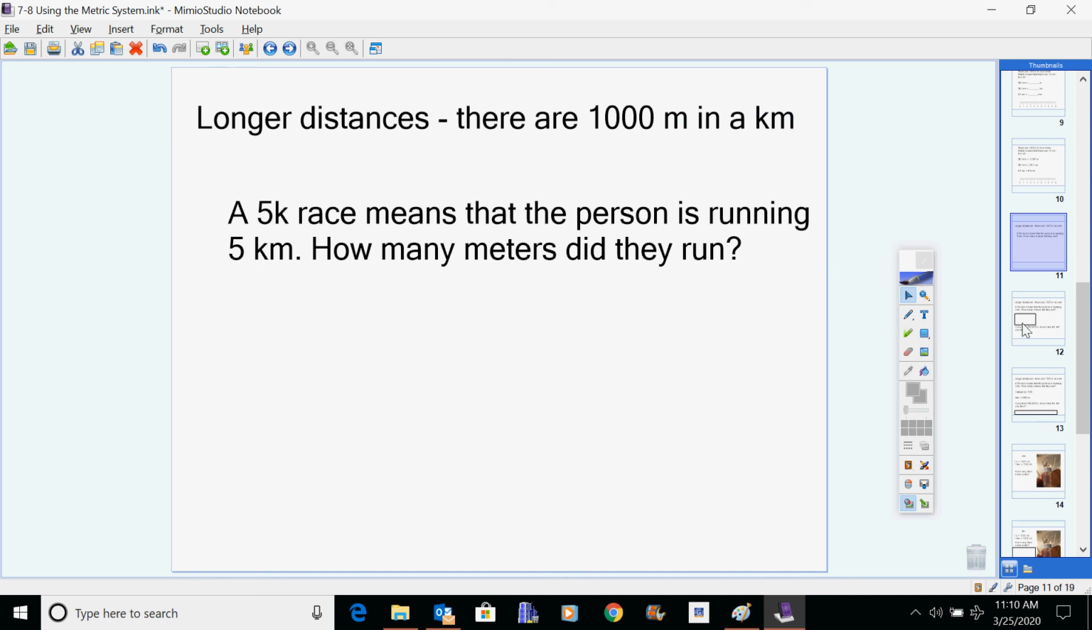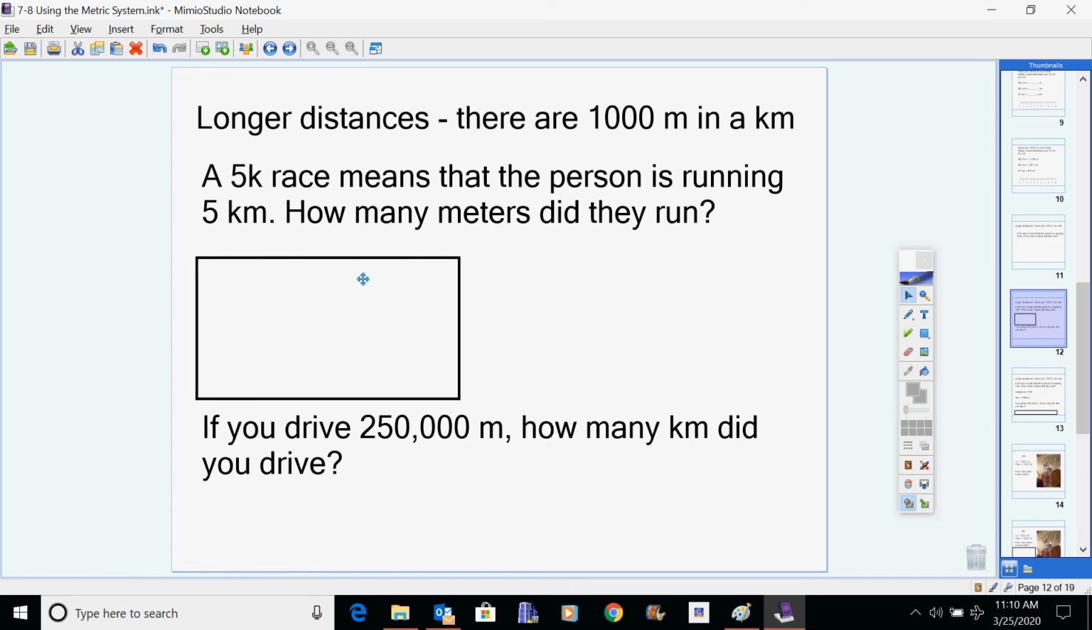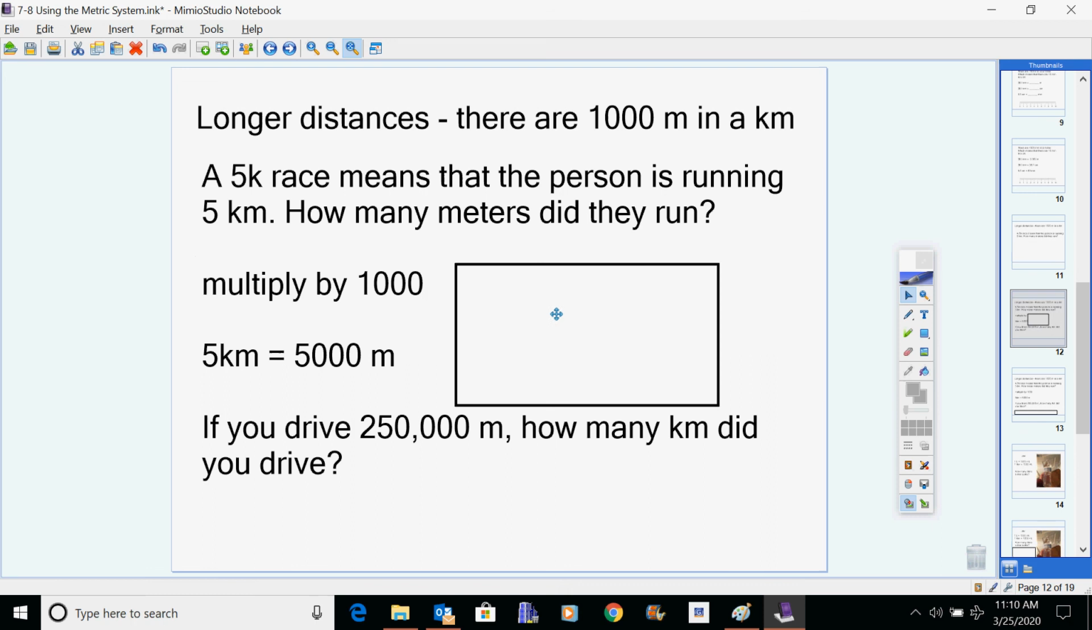So what you should be thinking in your mind is, wait a minute, that would mean that there are more of the little ones than this big one. So I'm going to multiply by 1,000. And we know multiplying by 1,000 moves the decimal place 3 over to the right, which would give us 5,000 meters in this case.